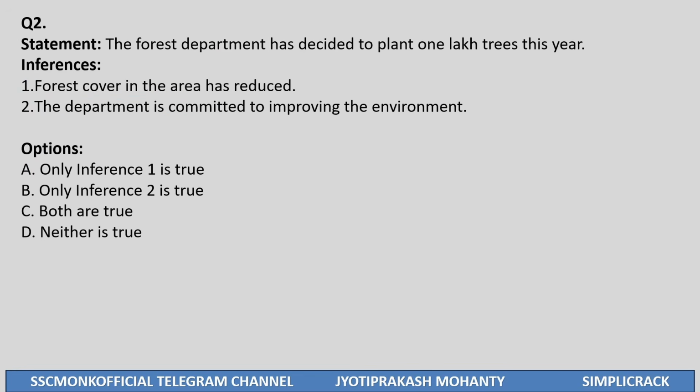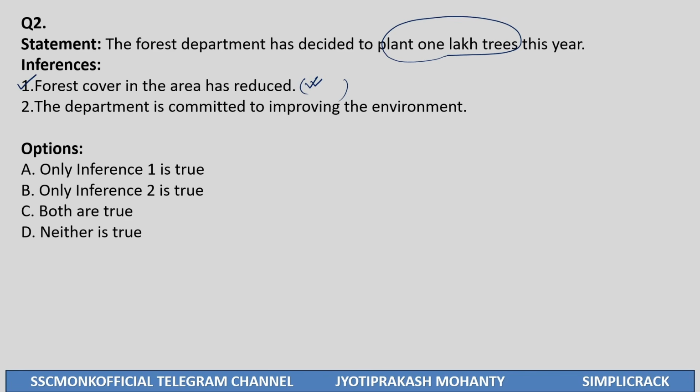Second question, the forest department has decided to plant 1 lakh trees this year. First inference is that forest cover in the area has reduced. Second inference is that the department is committed to improving the environment. As the forest cover was reduced, the forest department is planting 1 lakh trees. That means this is logically derived from this particular statement, and this holds true. So this is my right inference.